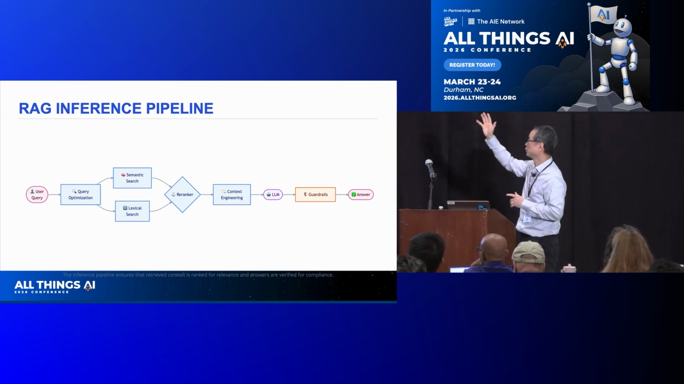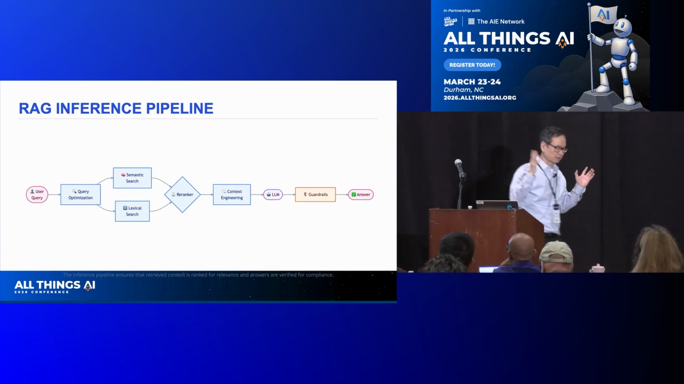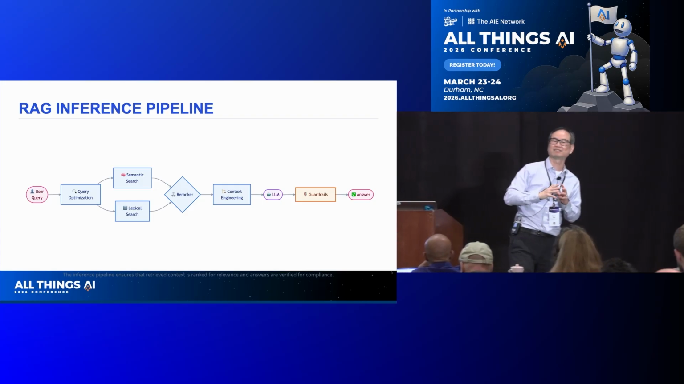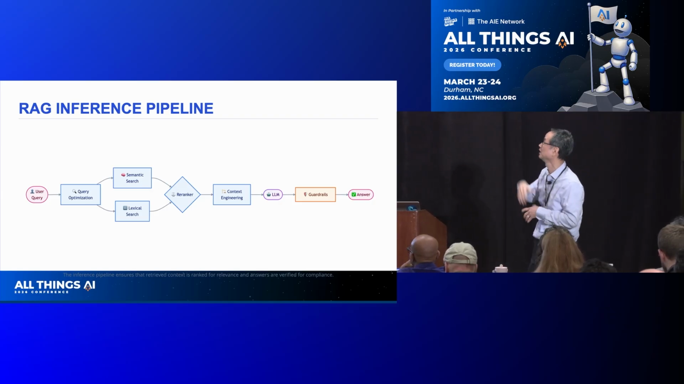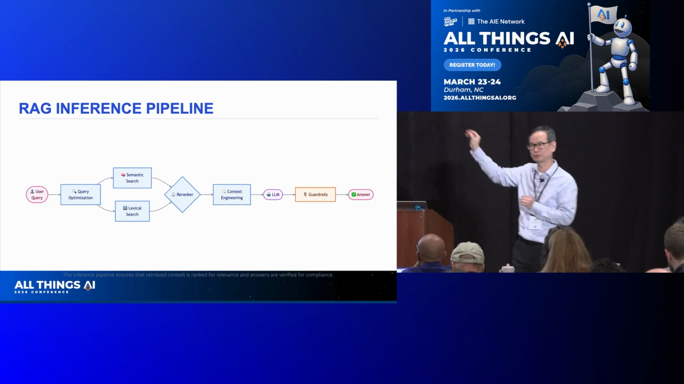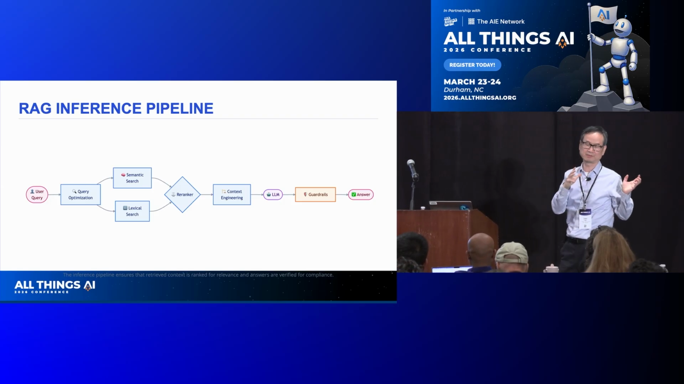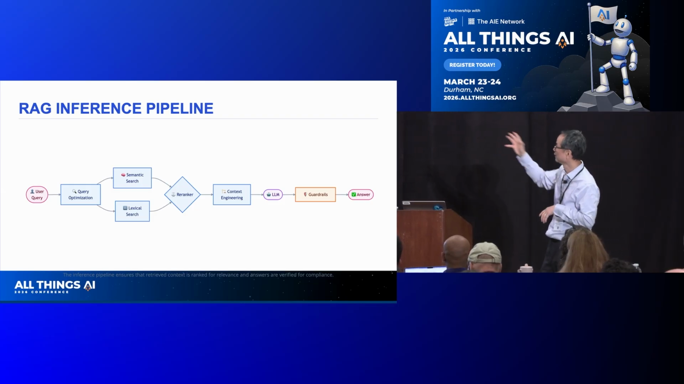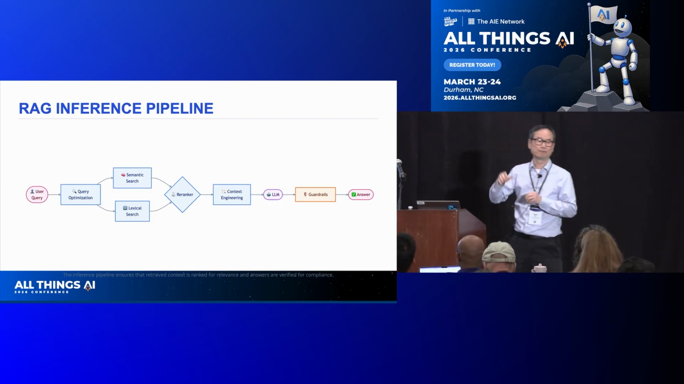Then you take the top K, whether K is 5 chunks, 10 chunks, or 20 chunks, depending on your use case. You put those into your context engineering, put them into the LLM, combine them with your system instruction for the LLM, and then you generate the initial answer.